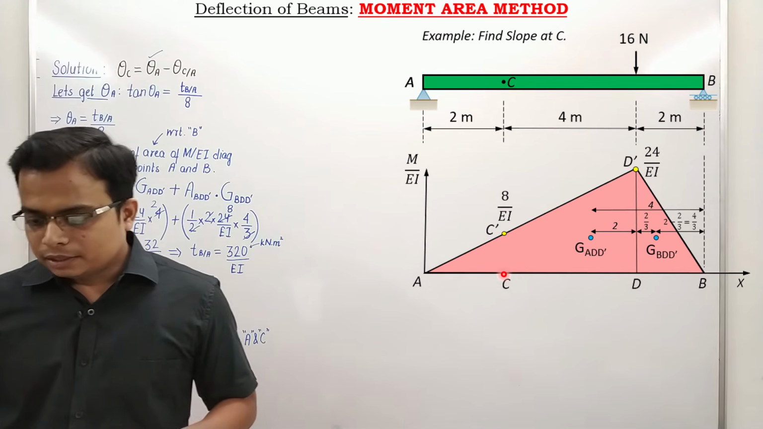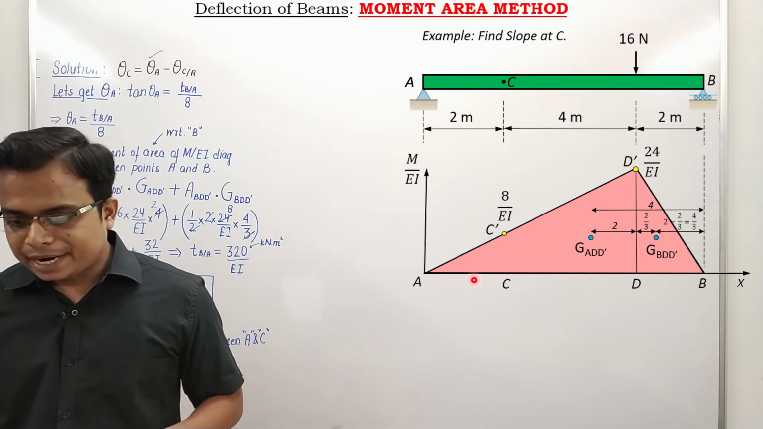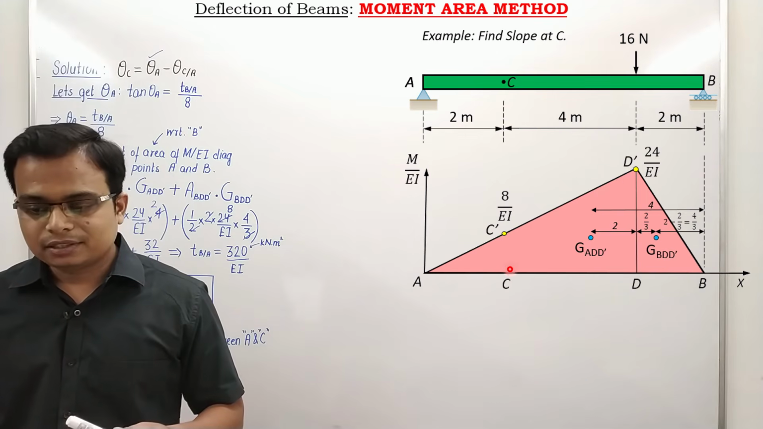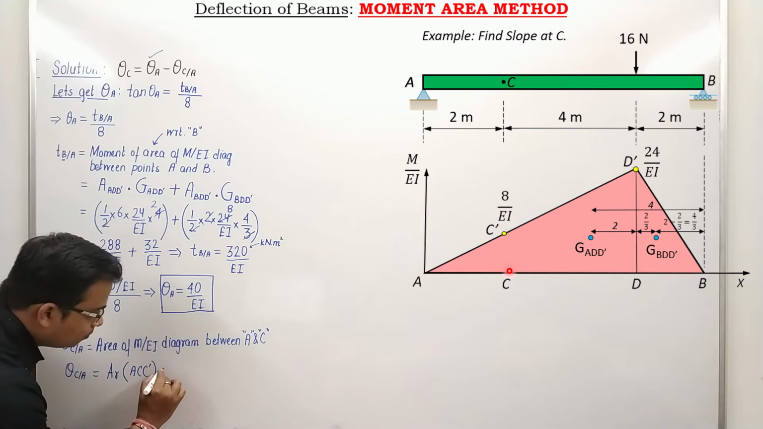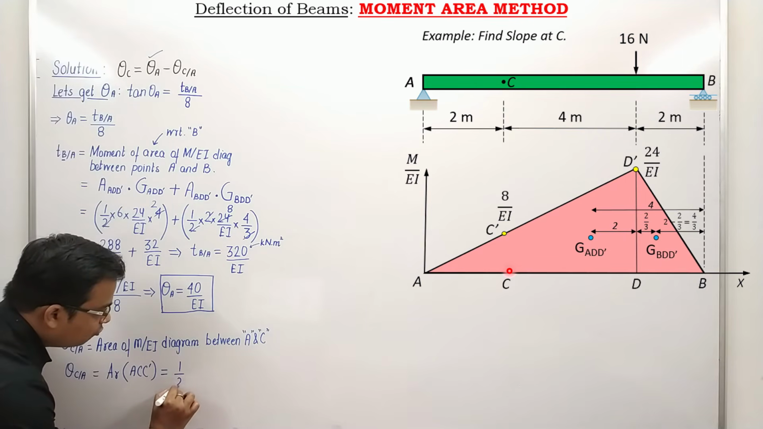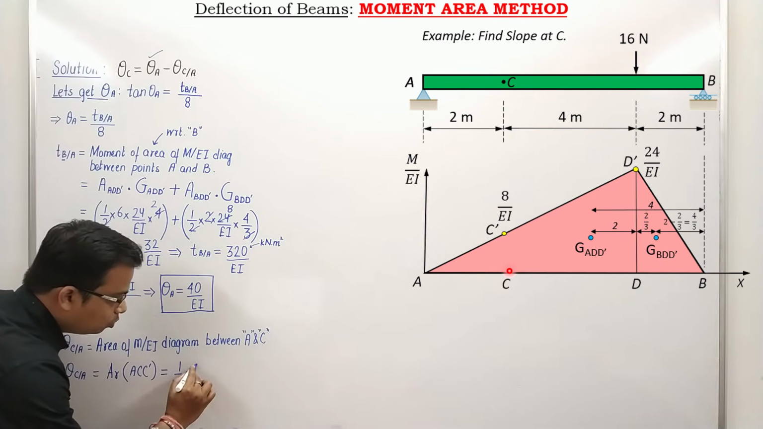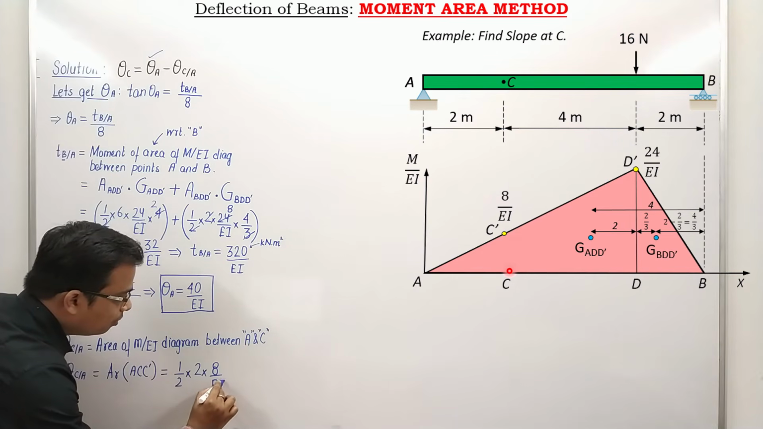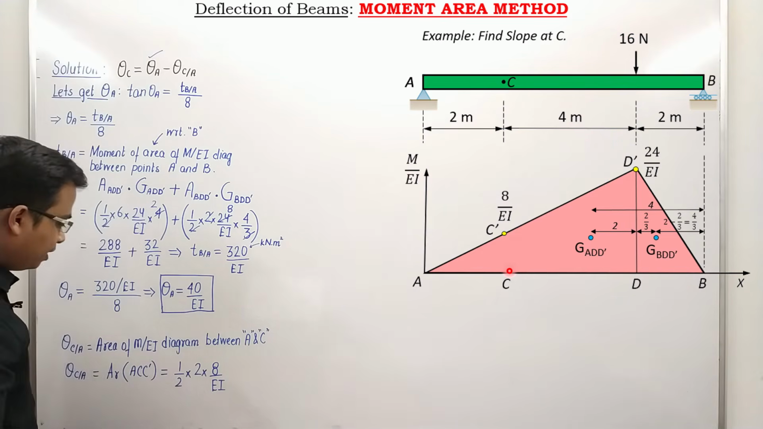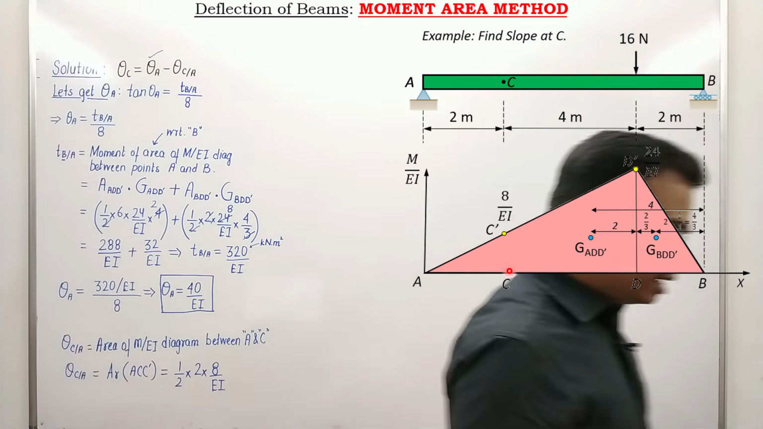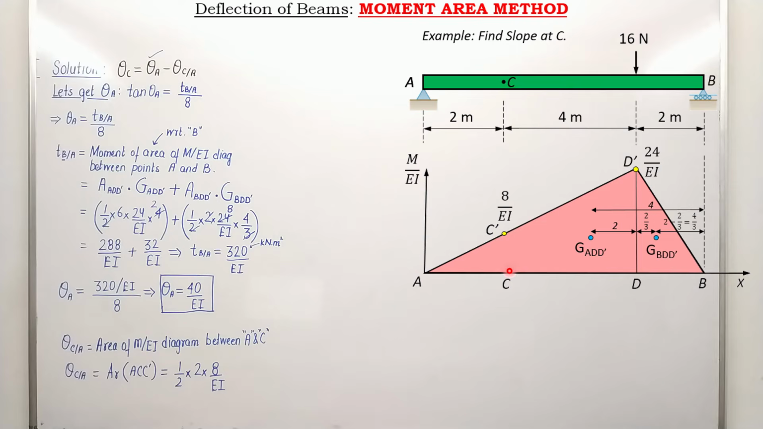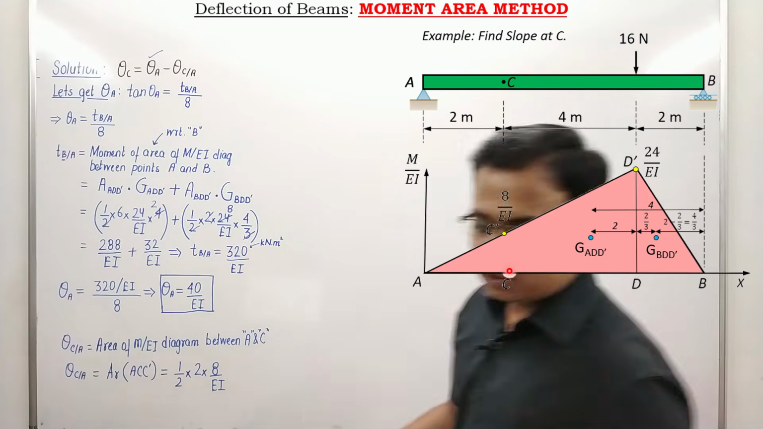So if you watch this from A to C, the distance is 2, the height is 8 over EI. It's very simple, very basic. Half of base into height. Base is how much? That is 2. Height, guys, is 8 over EI. And this is working out as 8 over EI. Just let me make a very quick check. Yes, this is working out as 8 over EI.